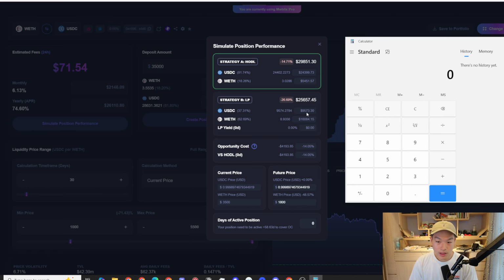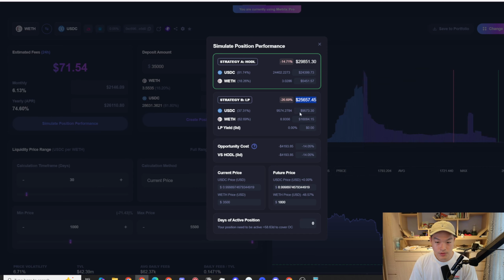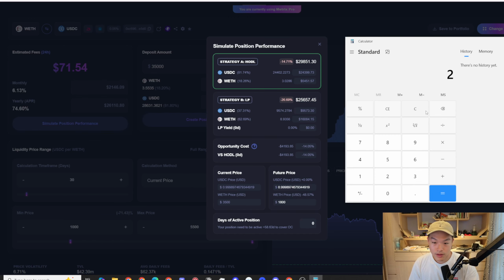of Ethereum. And if you want to figure out the net Ethereum value of your position, basically take this number and divide it by this Ethereum price. So let's say it's 25,657. We're going to divide by 1,800. So in this scenario, I would have gained almost 4.25 Ethereum. And it's not even counting any of the fees, right?